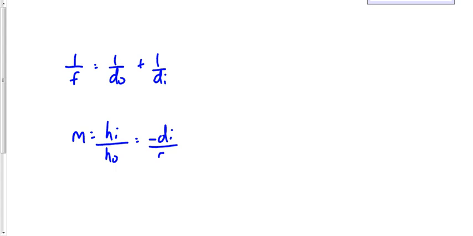Two equations describe the mathematics of lenses. Our lens equation: 1 over f is equal to 1 over do plus 1 over di. And then we have our magnification equation: m is equal to hi over ho equals negative di over do. Remember, units can be anything we want here.